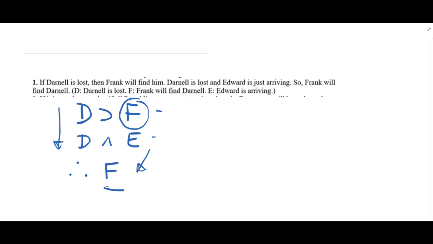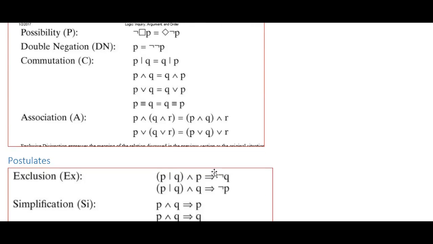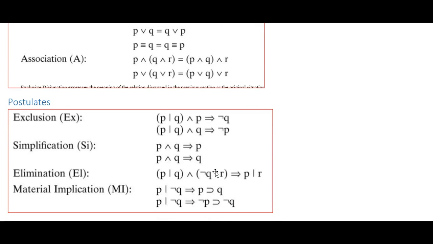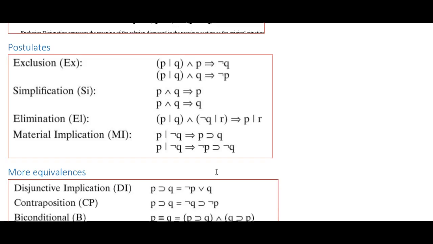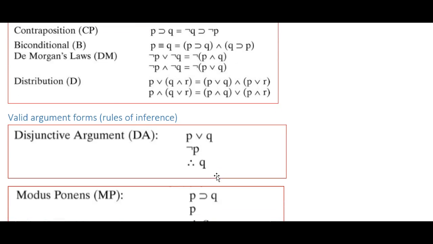And there is a handout that includes all of those, a handout I distributed. So you can see that some are equivalencies, so there are ways to rewrite certain propositions. Others are postulates, so basic truths, and there are more equivalencies, and others are what you would call rules of inference, so ways to derive a conclusion from premises.